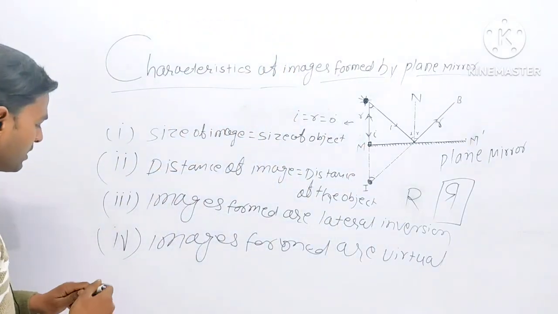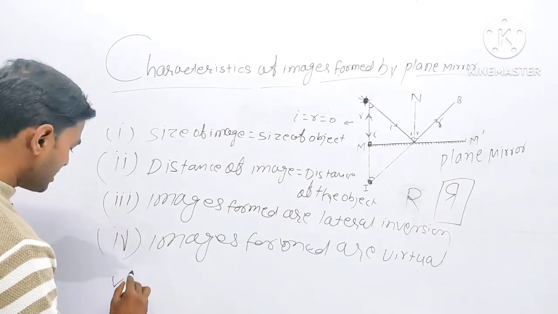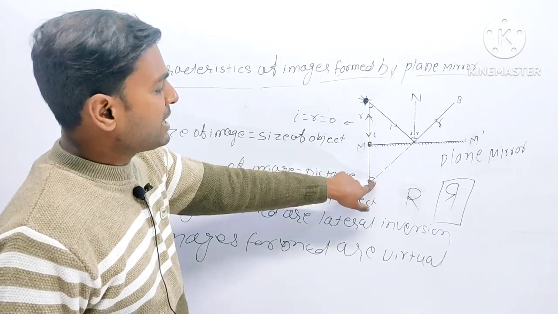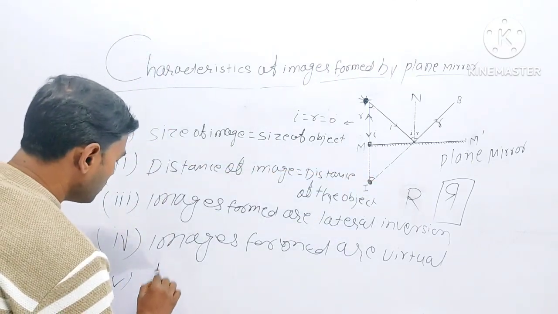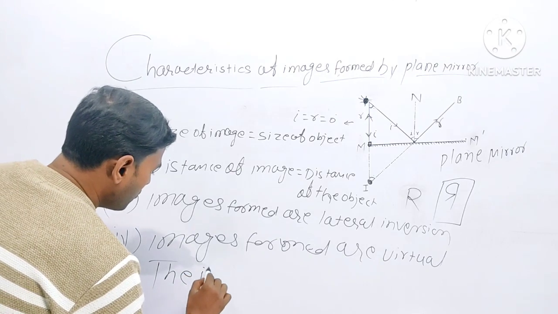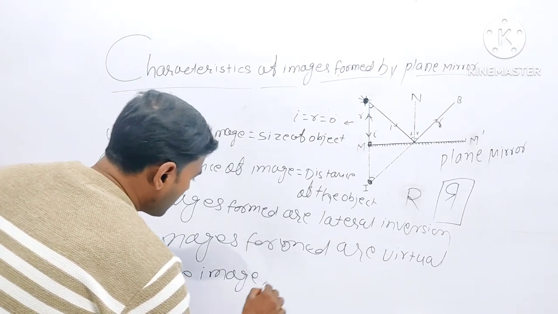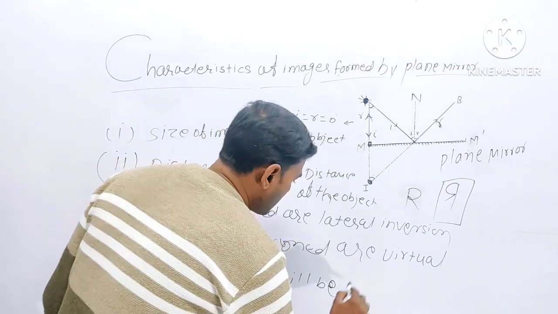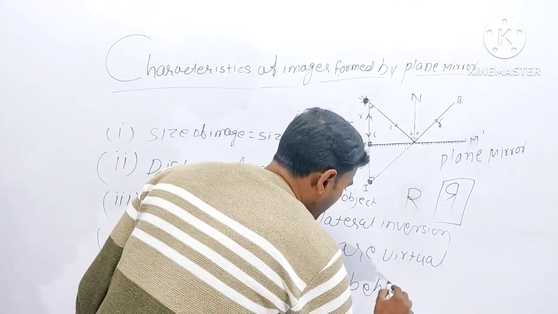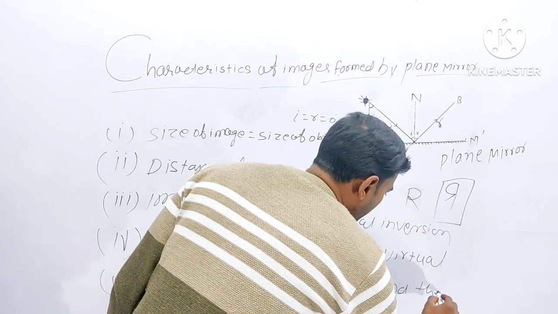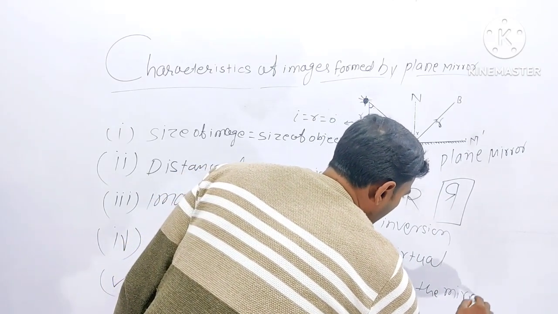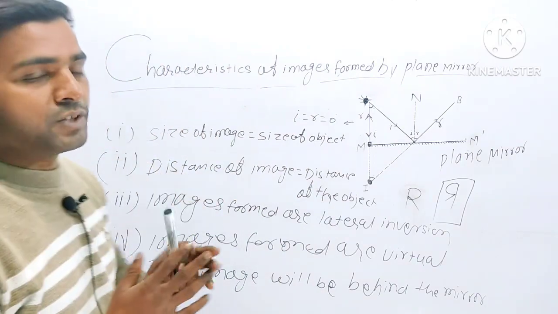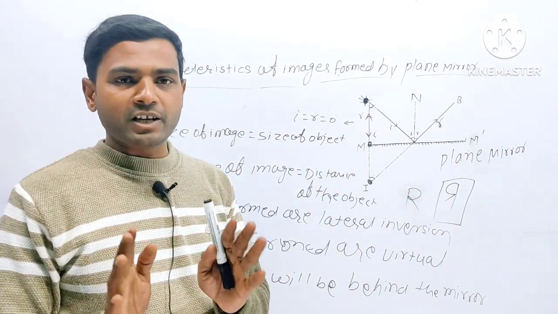Now, the last characteristic is that the image formed is behind the mirror. So the image will be behind the mirror. These are the characteristics of the images formed by a plane mirror.